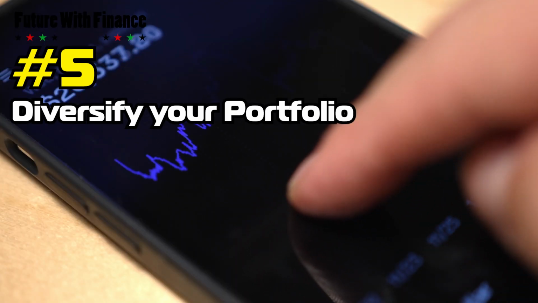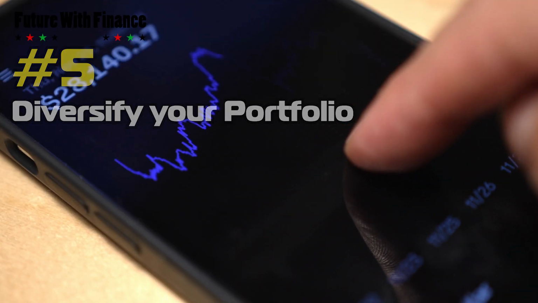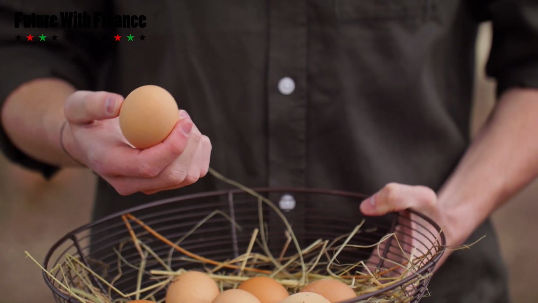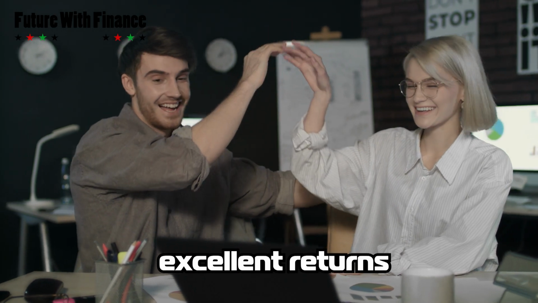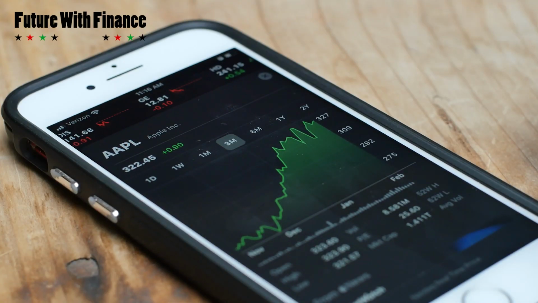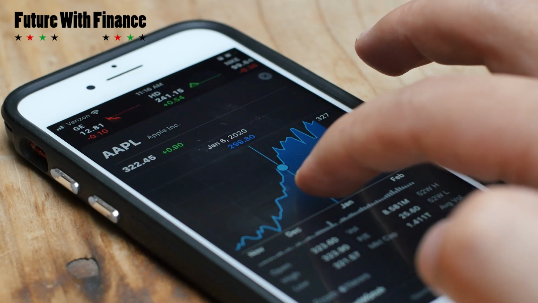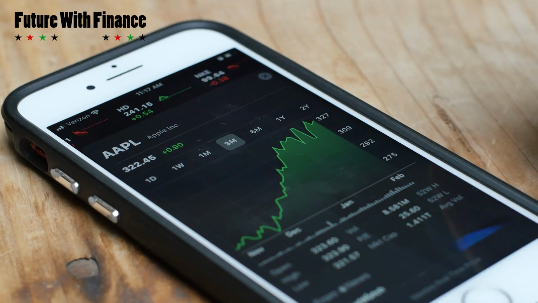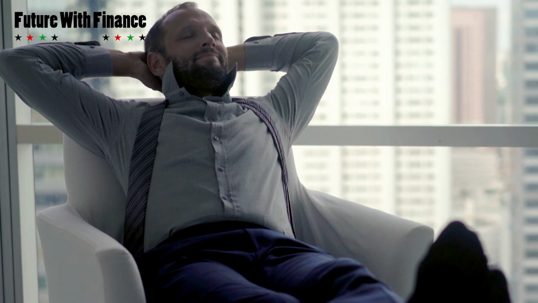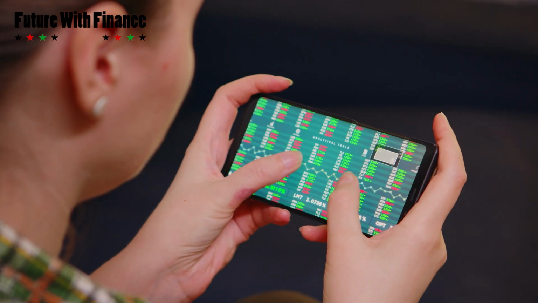Number 5, diversify your portfolio. No one needs to remind you not to put all your eggs in one basket. Some sectors of investment can yield excellent returns. However, it is never a smart idea to put all of your money into a single venture, notwithstanding the excellent results you anticipate. It is possible that things will not always go smoothly.